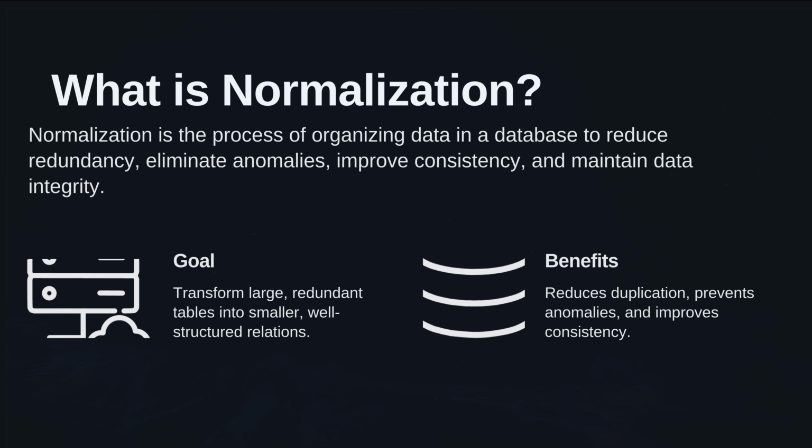So, first of all, what exactly is normalization? In simple words, normalization means organizing data properly in a database. The main idea is to avoid storing the same information again and again. For example, if we keep repeating the same customer or branch information in many rows, it takes more space and can also cause mistakes. So normalization helps us reduce duplicate data, avoid problems, and keep our database consistent.